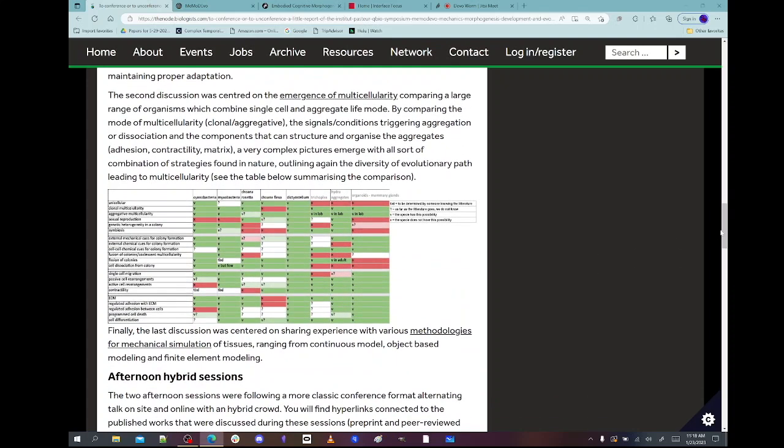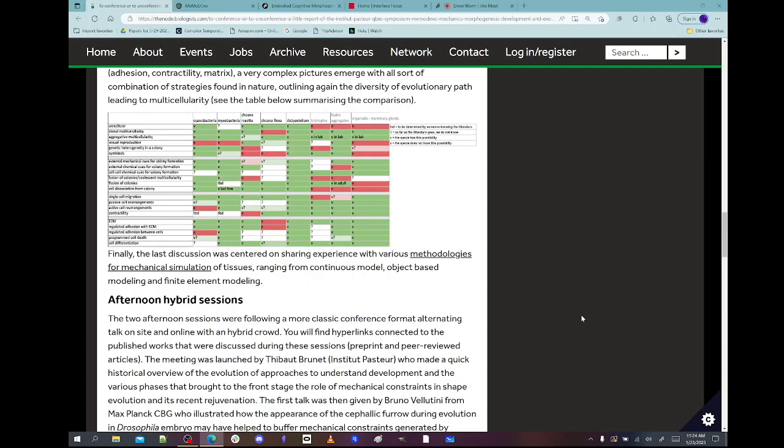So we prepared this table where it shows some of these taxa that they talked about that were featured at this conference, and some of the states of living. So you have unicellular, clonal multicellularity, aggregative multicellularity, sexual reproduction, symbiosis, and so forth. And then in these different taxonomic groups, you can see whether they exist in that state or not. So this is a nice way to analyze this type of diversity and to see these non-occupied zones.